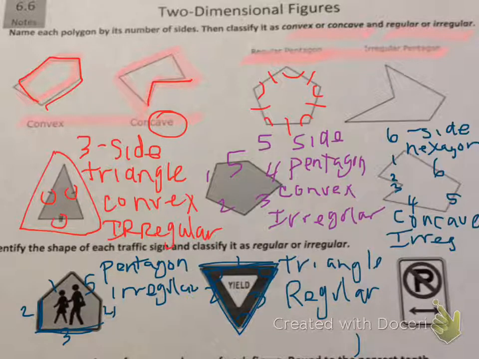And then our very last sign, this has 1, 2, 3, 4 sides. 4 sides are called quadrilaterals. And then I'm going to go with irregular because you've got this short little side and then you have this really long side over here, so it's going to be irregular. All right, so that's taking a look at how we're going to classify our polygons today.